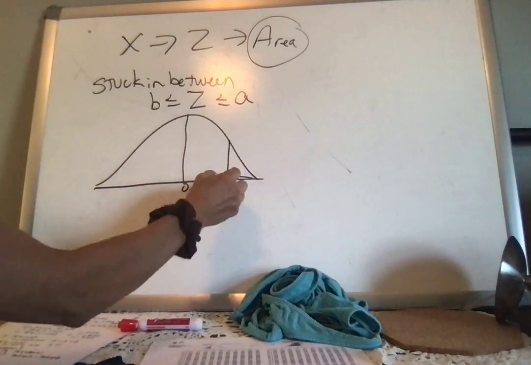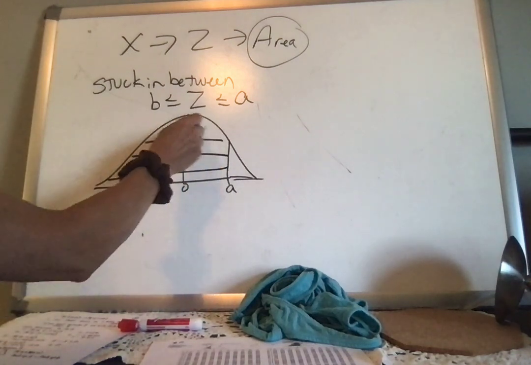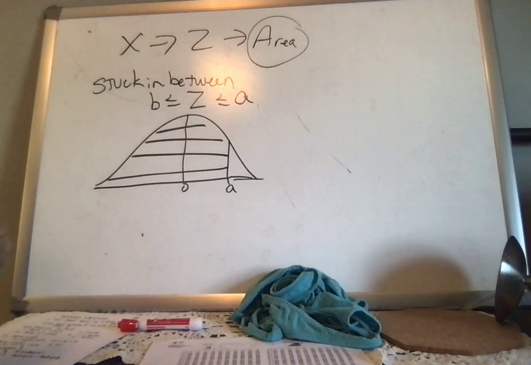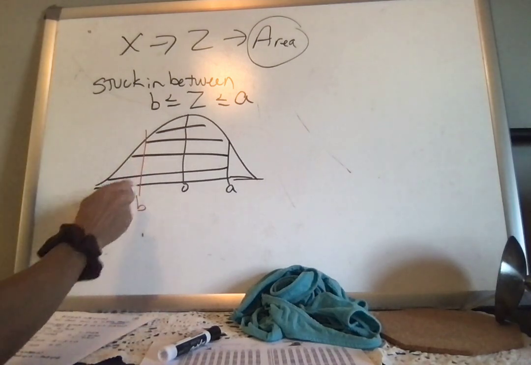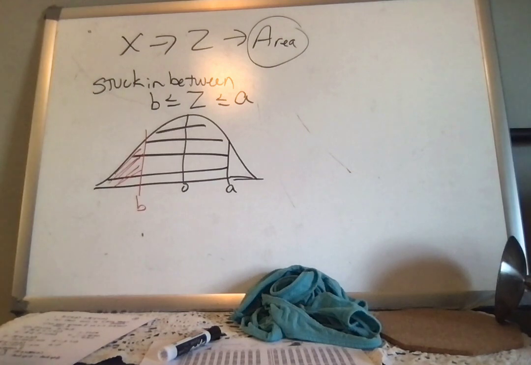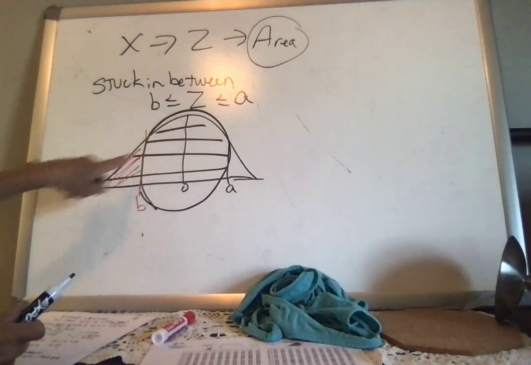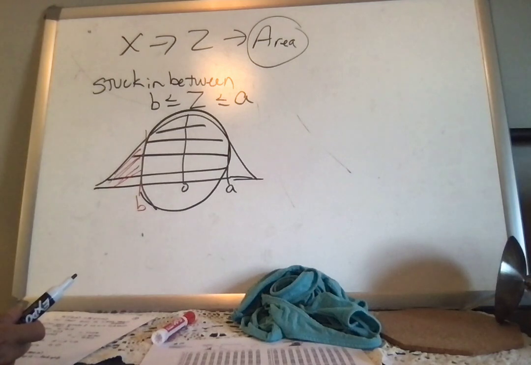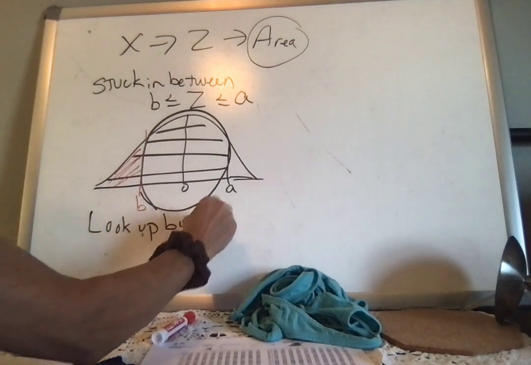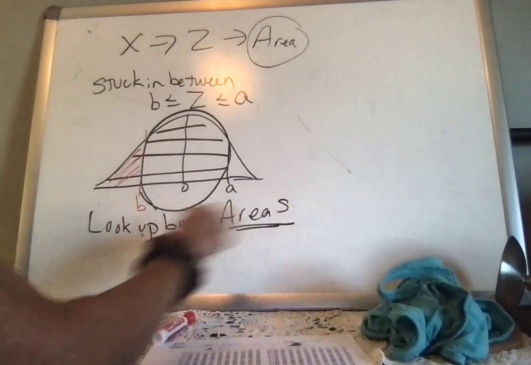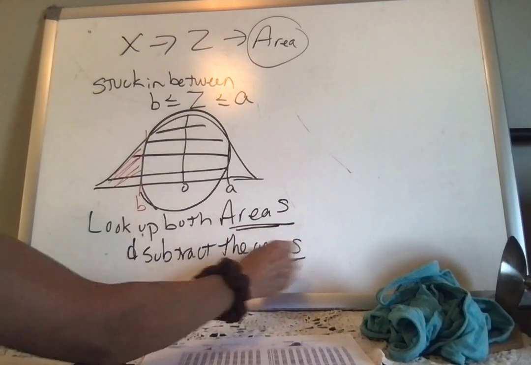Okay, let's say a z-score of a is up here. And if we look up whatever that z-score is, we would get all of that area, right? And a z-score of b, I'm just making up where to put them. Let's say that's down here. And if we look up that z-score, our z-chart's going to give us that. I don't have another color. But if we wanted the area stuck in between, look, black minus the red would give me what is stuck in between. So basically, you're going to look up both areas and subtract the areas.